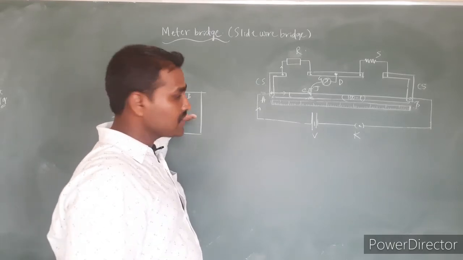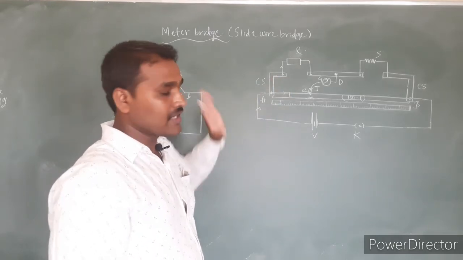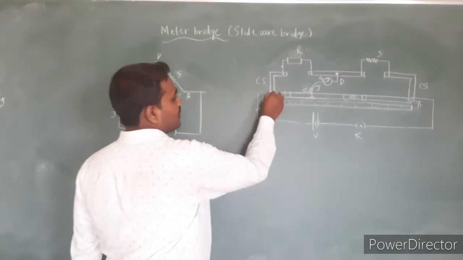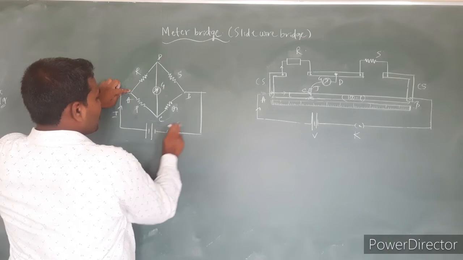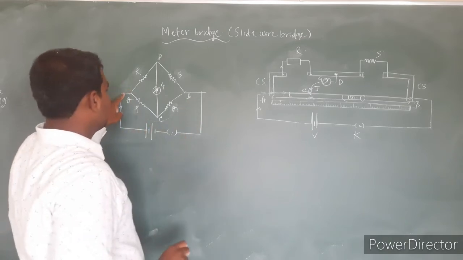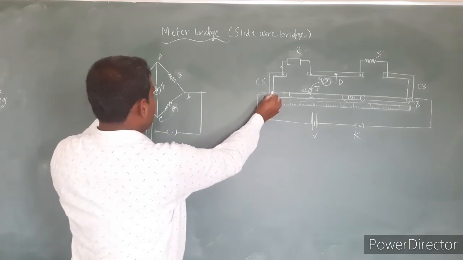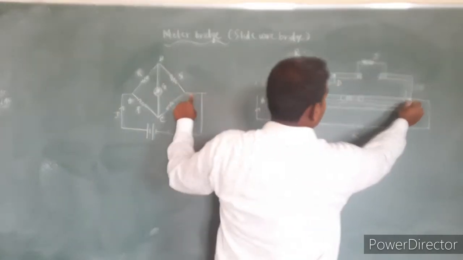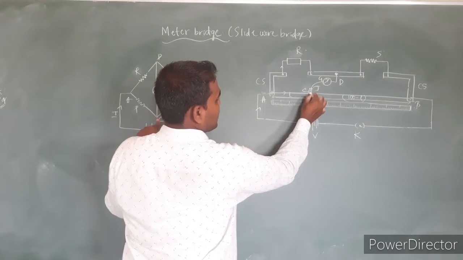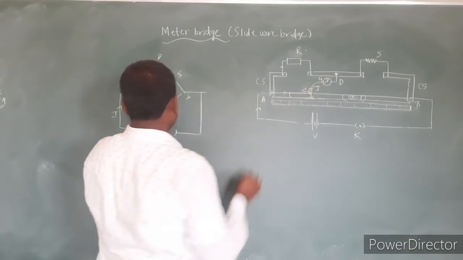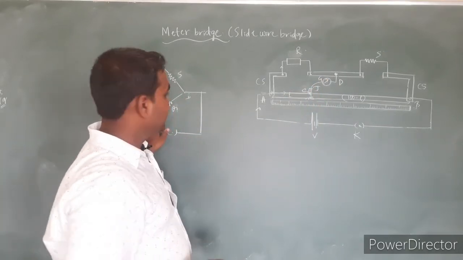Then how is it a practical form of Wheatstone bridge? Here I have drawn the Wheatstone bridge. Let us compare both the figures. Whatever this metal wire AB is, that is the lower part of this Wheatstone bridge. Can you see it here? This is the left terminal A, this is the right terminal B. And this is point C. Wherever I place the jockey, that will form a point C.